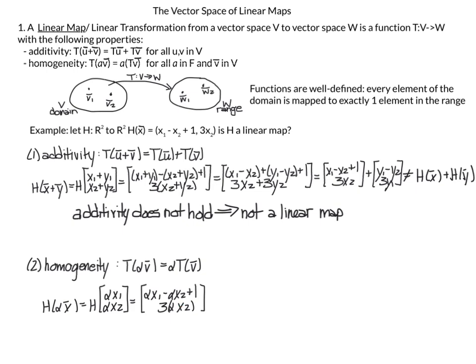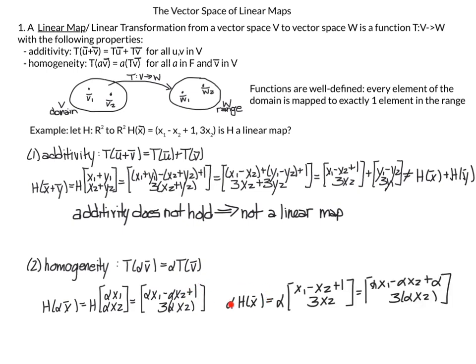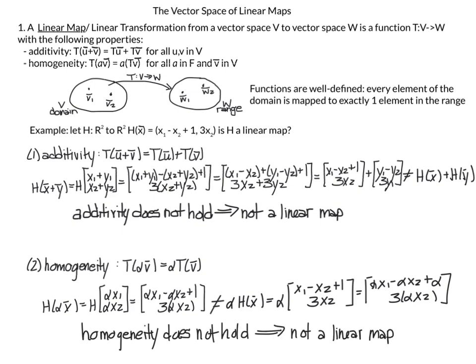Now, the problem with homogeneity here is that this looks kind of promising, that x1 minus x2 plus 1. It's sort of this form. But the thing is I want to pull out an alpha, and I can't factor an alpha out of this 1. So in other words, if I take a look at alpha h of x, that would be alpha times my h of x, which is x1 minus x2 plus 1 over 3x2. And when I multiply it by alpha, I have this extra alpha that I don't have here. So these two are not equal, and therefore homogeneity does not hold, and H is not a linear map.